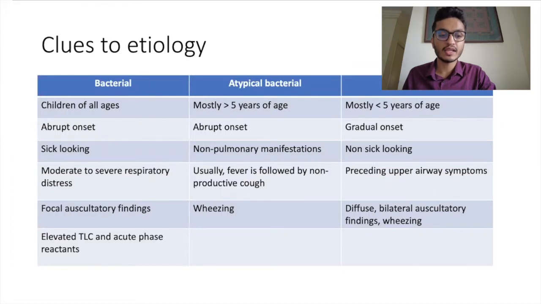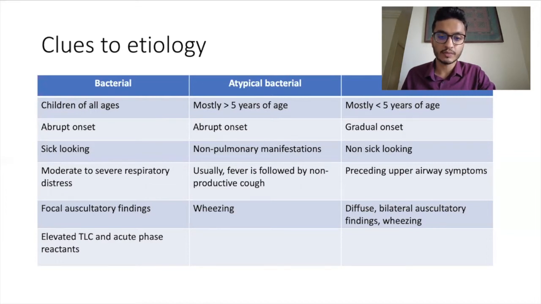So if we compare the last 3 cases, what clues could we have got just on history and examination to find what could be the etiology? A bacterial pneumonia comes abrupt in onset, the child is really sick looking, has moderate to severe respiratory distress. All the auscultatory findings are focal in origin and it shows elevated total leukocyte count as well as acute phase reactants.